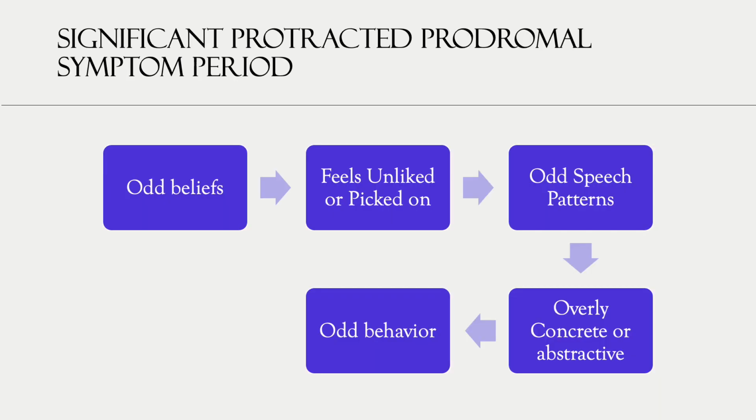Significant and protracted prodromal symptom period usually noted before the full onset of the illness. Usually mild manifestations of criteria symptoms are odd or unusual beliefs, but not to the delusional proportion, feeling unliked or picked on, but not to delusional proportion, odd speech patterns, but not illogical, digressions, tangentiality, and overly concrete or abstract.